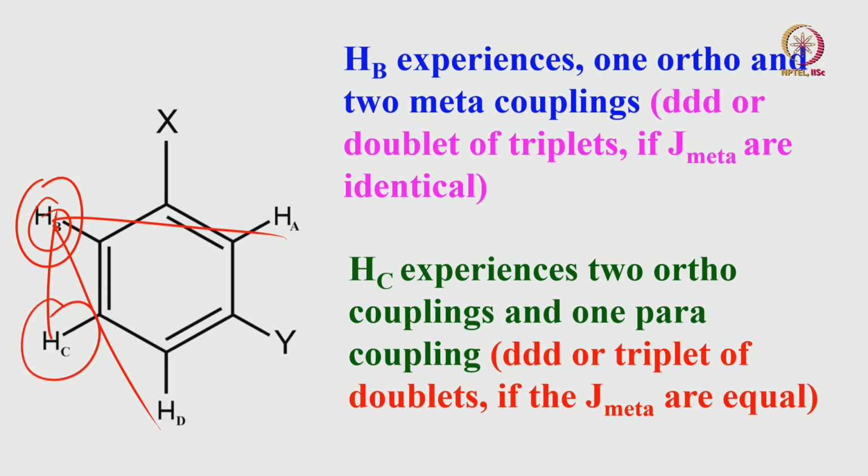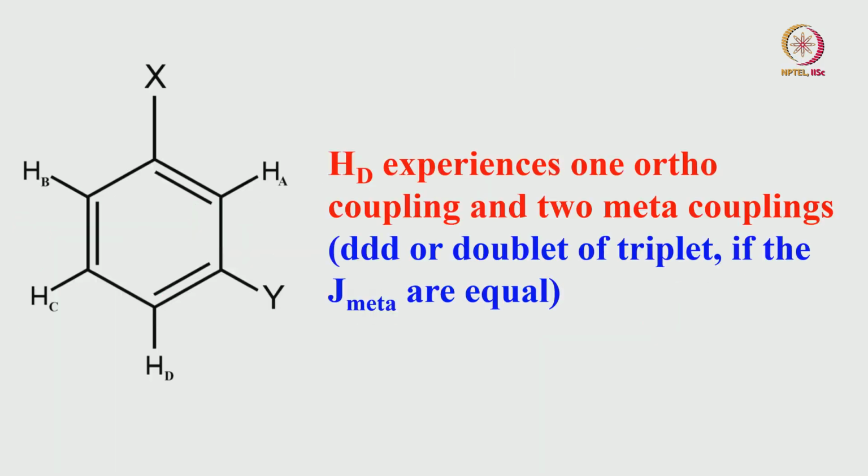Exactly similar thing happens if you look at proton HC. This experiences two ortho couplings and one, I'm sorry, one para coupling. Again, if the ortho couplings are accidentally equal, it is going to be a triplet, and then para coupling makes it a doublet, a triplet of doublets. So these are the things which you should know: when a phenyl group is present in a molecule, depending upon the type of substitution, you can have different patterns.